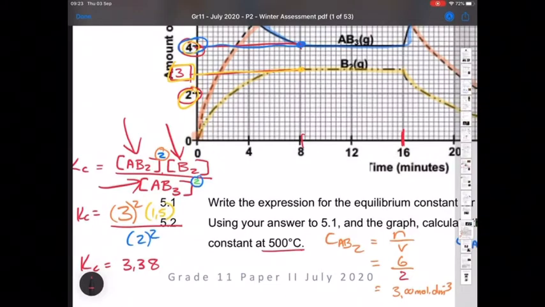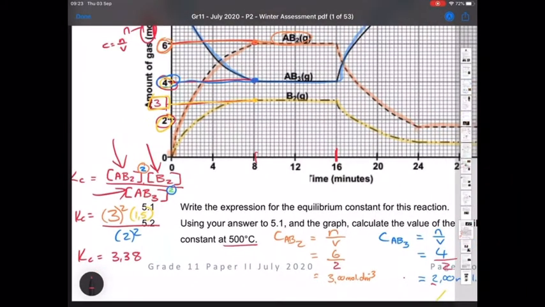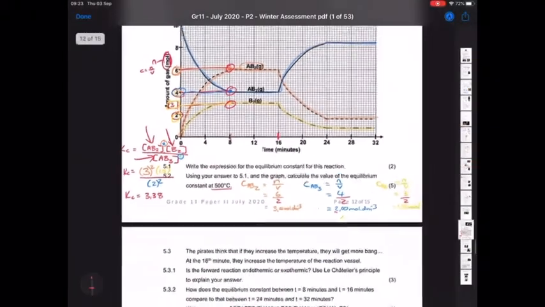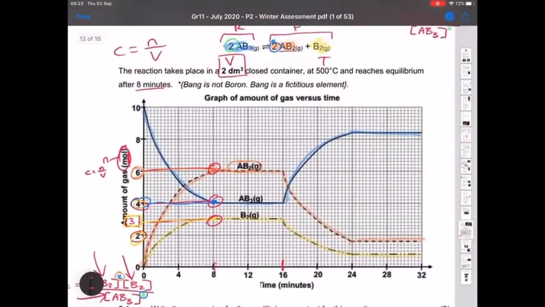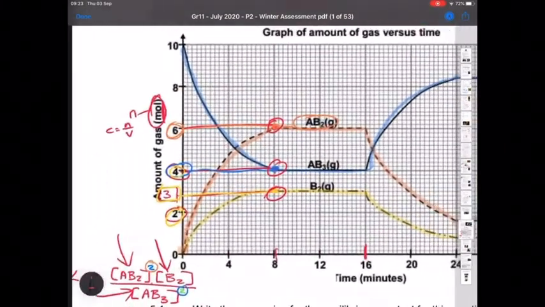So many of you forgot to convert to concentration. You just went ahead and used the values of 6, 4, and 3, which is number of moles, not concentration. You never converted to concentration first. So please look out for that in future. I did tell you, and I'm sure Ms. Orchard did too, you highlight your graph title and the y-axis of your graph so that you know what type of graph you've got.